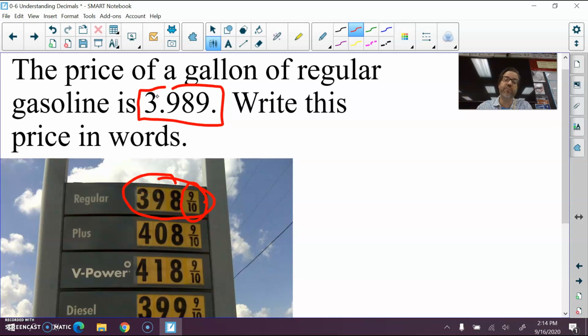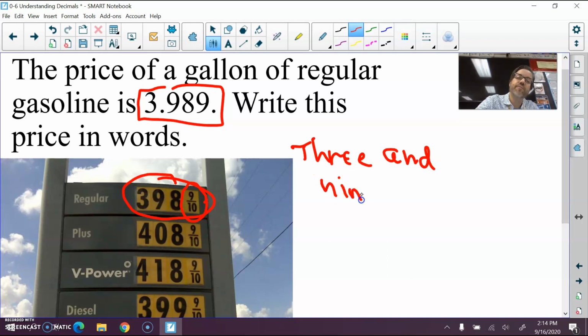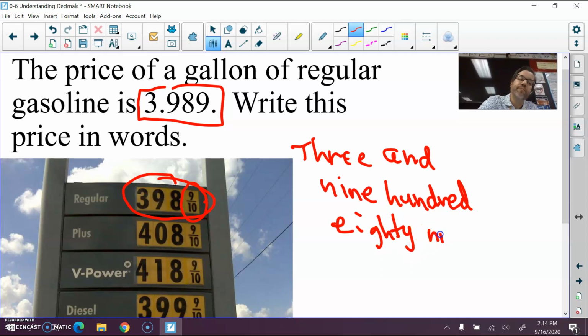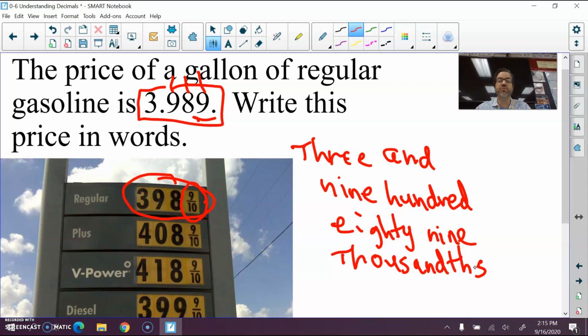Well, I'm going to write it the same way I would say it. So I have 3 and, having troubles writing here, 900 89. And now what place is the last digit in? Well, we have the tenths place, the hundredths place, the thousandths place. So my last word here would be thousandths. And there, I just wrote it using words.